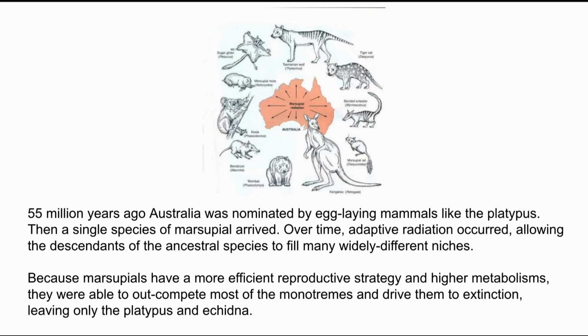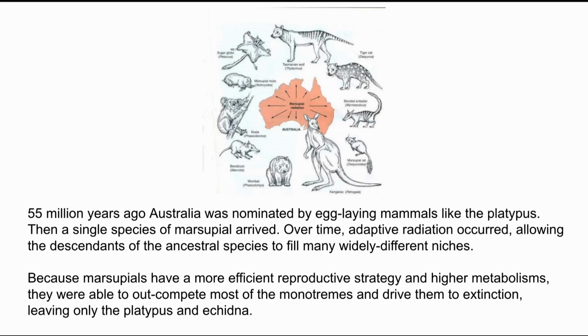So 55 million years ago, Australia was dominated, it says nominated, it wasn't nominated, it was dominated, I'll fix that, by these egg-laying mammals called monotremes. And the only ones of them that are left are the echidna and the platypus. But they used to fill all the niches on this island. They're giant ones, they were whatever, but they were the kings of Australia.